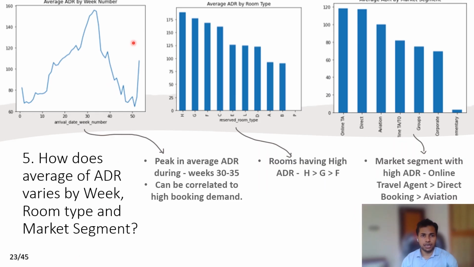Next, we'll see how the average ADR varies by week, room type, and market segment. The peak of average ADR occurs during weeks 30 to 35. This can be directly correlated to high booking demand. When it comes to room type, we can see rooms with higher ADR are H, G, and F. And finally, when looking at market segment, we can see that online travel agent bookings have the highest ADR, followed by direct bookings and aviation.